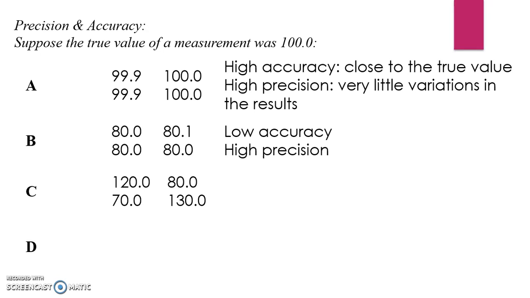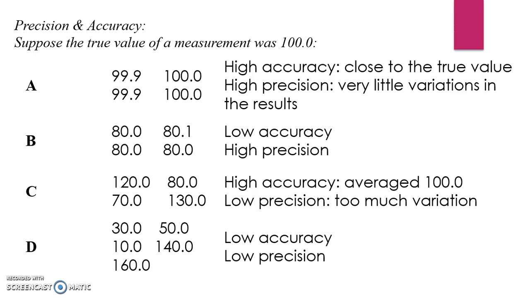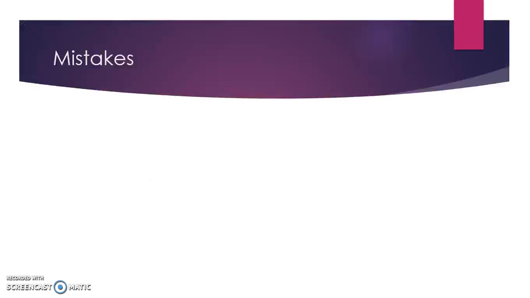And student C, you will see that the results don't really have any pattern, but if you take the average, it's actually quite close to 100. So this set of results has high accuracy because the average is exactly 100, but it's very low in precision because there's too much variation in the set of data. And then you will have a student who's neither precise nor accurate. So precision and accuracy are actually measuring 2 different things.